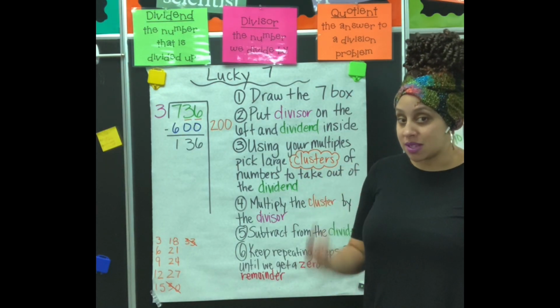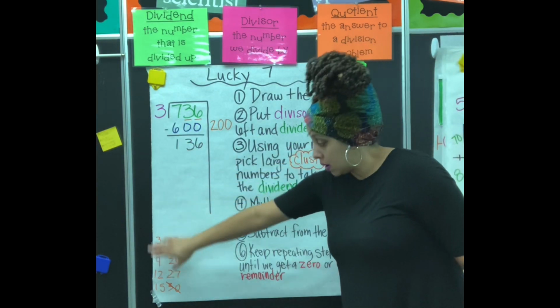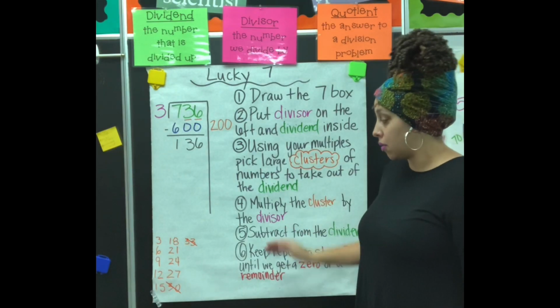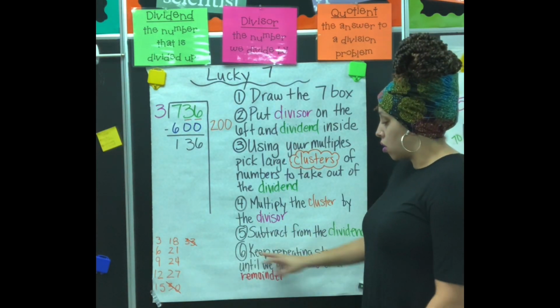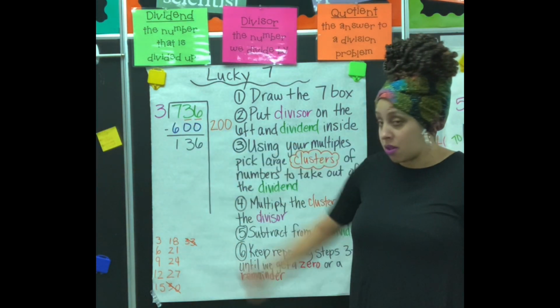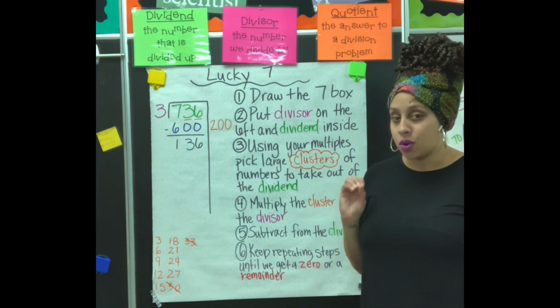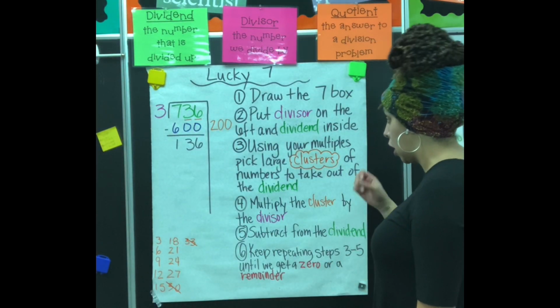So we have to keep doing steps 3 through 5, which is figuring out how many times this can go in based on our multiples, multiplying the clusters together, then subtracting them until we get either a 0, which is a perfect remainder, or something that's smaller than a 3, which would be numbers 2, 1, or 0. Okay? So we keep going and going.